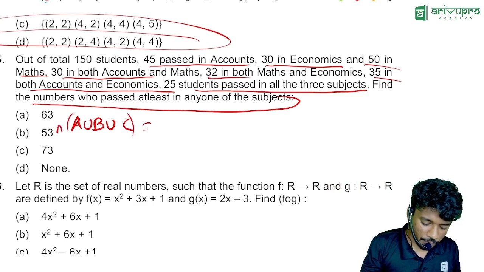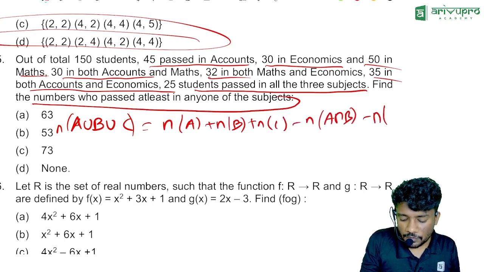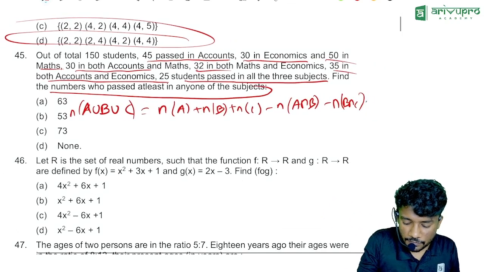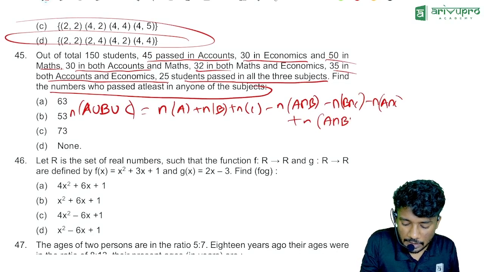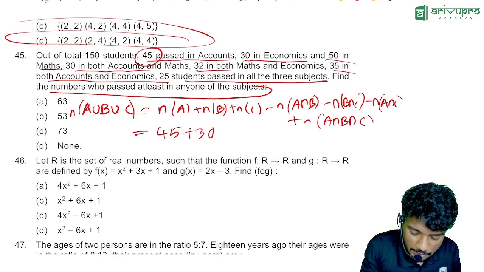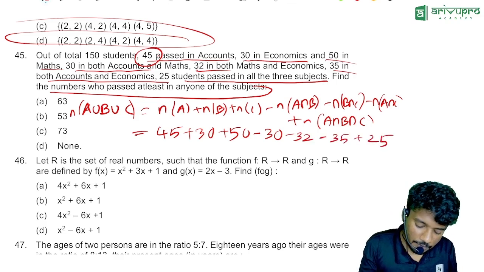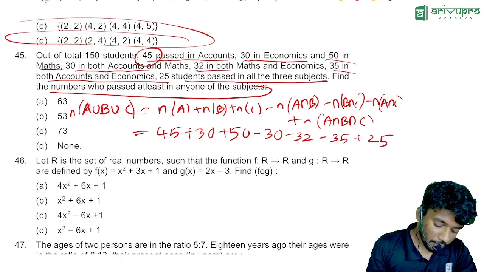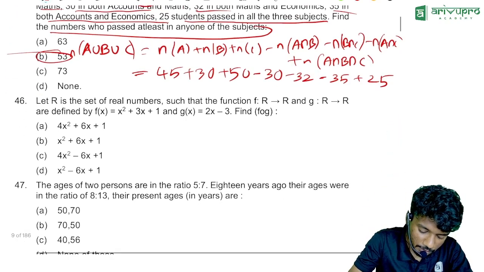N of A union B union C is N of A plus N of B plus N of C minus N of A intersection B minus N of B intersection C minus N of A intersection C plus N of A intersection B intersection C. Here N of A is how much? 45 plus 30 plus 50 minus 30 minus 32 minus 35, plus 25. Answer is how much? 53. Yes, 53. Got the point? Next question.